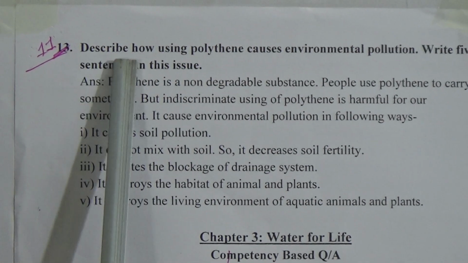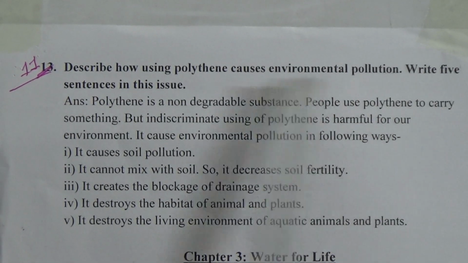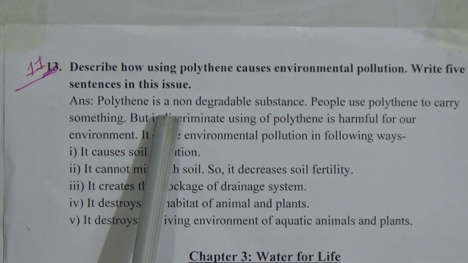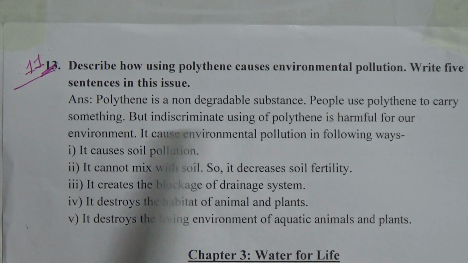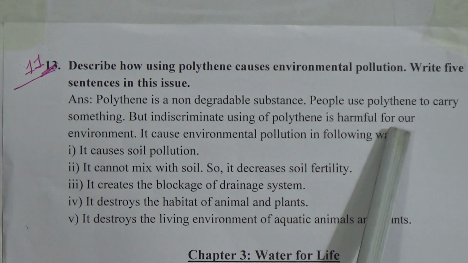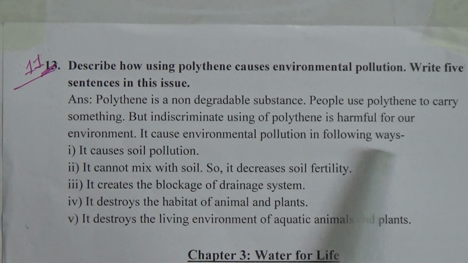Now, CBQ number 11. Describe how using polythene causes environmental pollution. Write 5 sentences on this issue. Polythene is a non-degradable substance. People use polythene to carry something, but indiscriminate use of polythene is harmful for our environment. It causes environmental pollution in the following ways.